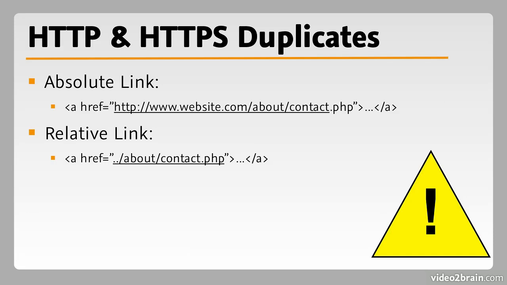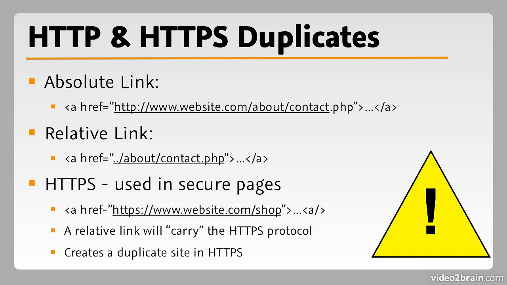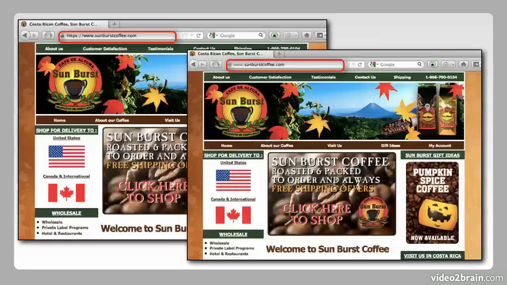Now, the problem is when you are in a secure page shopping and you decide to click on a home page or a navigation element and they use a relative link instead of an absolute link, it will duplicate the entire website in an HTTPS rather than just HTTP. I know this might get a little complicated, but hang with me. Here's what it looks like.